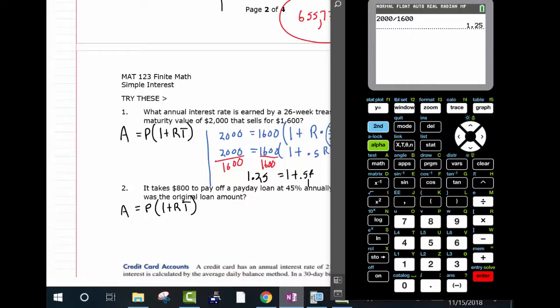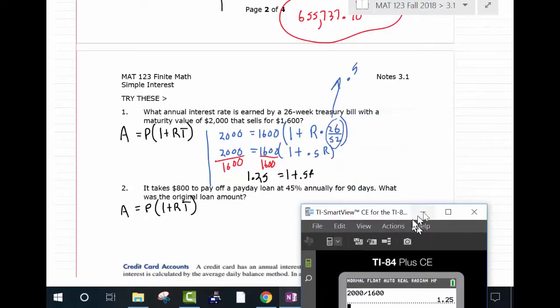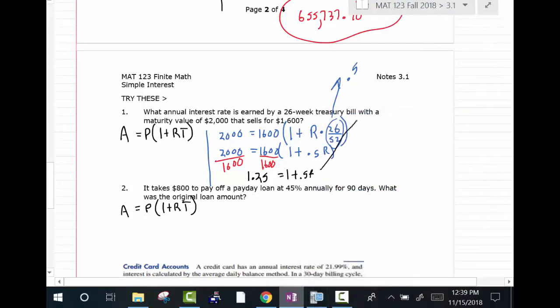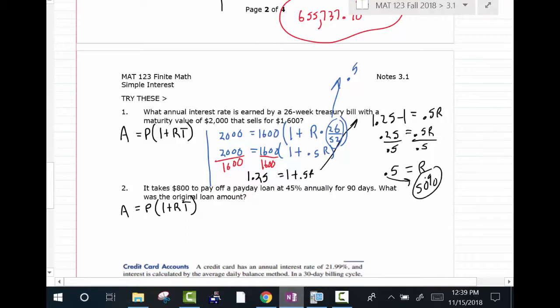Once you get to that point, just a couple of steps and then you're basically done. So you could subtract 1 from both sides. So you'd have 1.25 minus 1 equals 0.5R. That would end up giving 0.25 equals 0.5R. Then if you divide by 0.5, you should have got 0.5 equals R, and then move the decimal to the right 2 to get a 50% interest rate. That's what that is. Okay? Everybody got that okay and understand what I'm doing there?